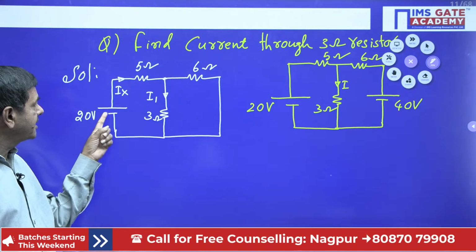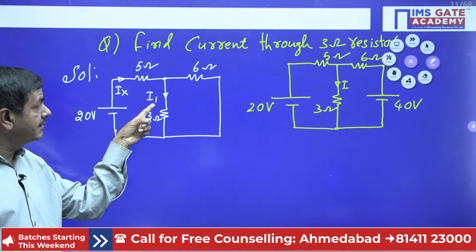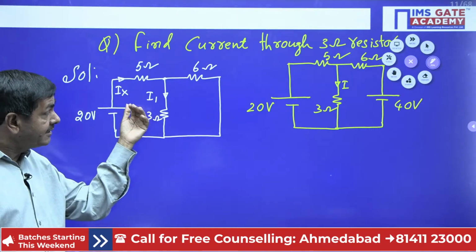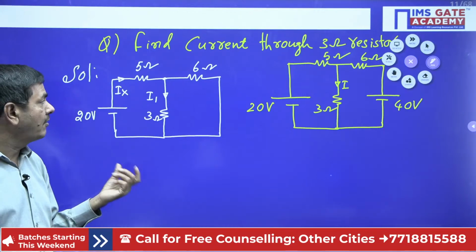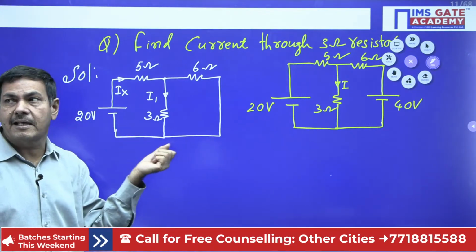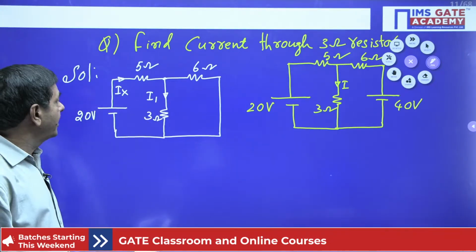Because of the supply, some current will pass. That current is Ix. I1 I can determine by using the current divider formula. Once I get the current Ix, I can apply the current divider formula and measure I1. But how to get Ix?